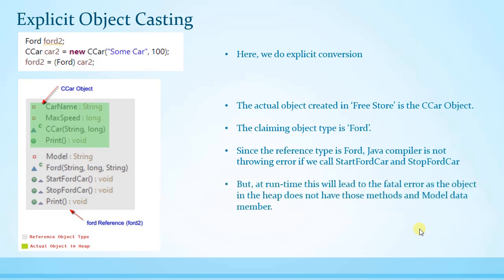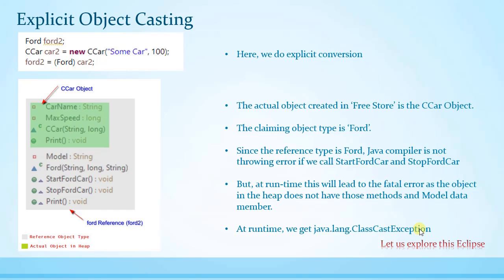Alright. But at runtime, this will lead to a fatal error as the object in the heap does not have those methods and the model data member. Right, so that's the point here. The actual object created in the heap is CCar, which is shown in green, and what we are claiming is more than that. Based on the explicit cast, we are trying to access whatever is there in the gray area. So if you start accessing startFordCar or any member in the gray area, you will get an error at runtime. Actually, it throws a ClassCastException at runtime. We haven't explored exceptions so far. For now, you can just know that it will throw a ClassCastException. We will learn about exceptions in the coming videos.